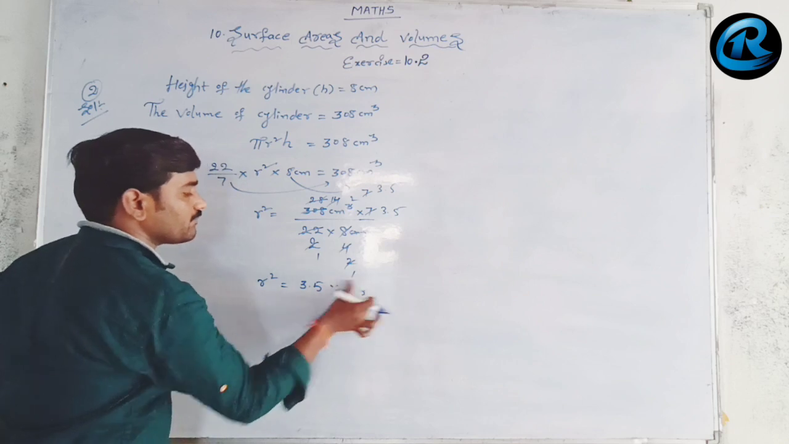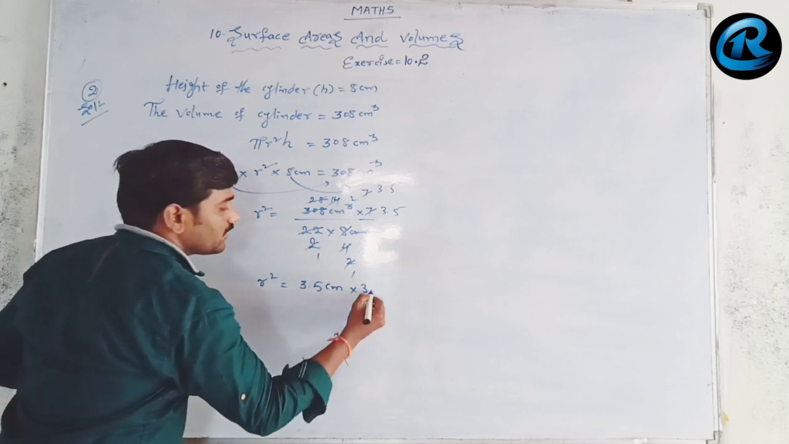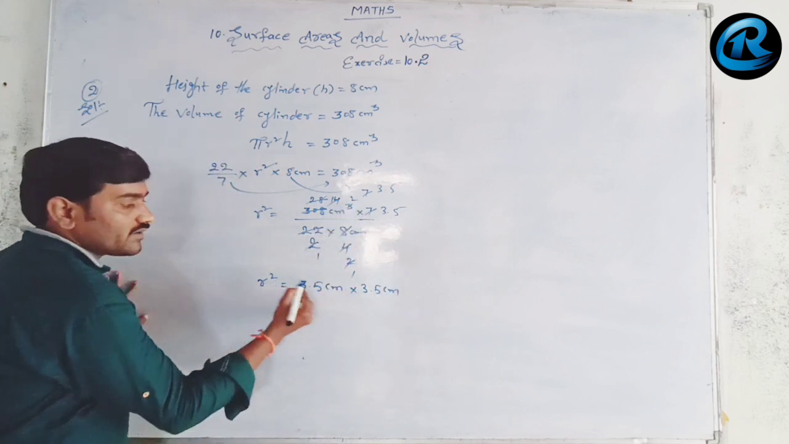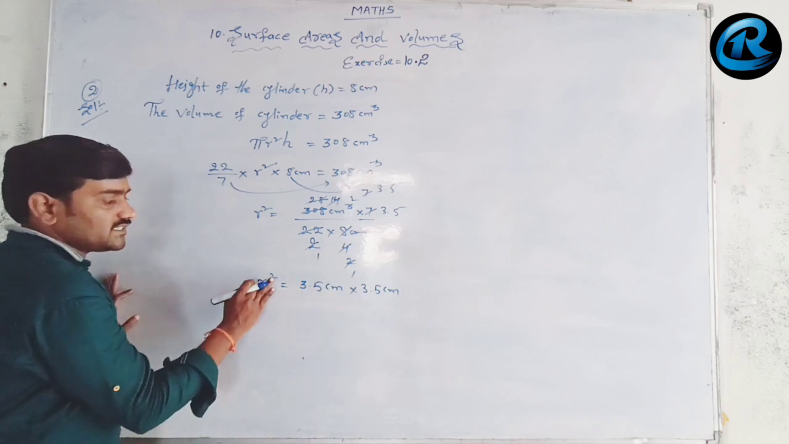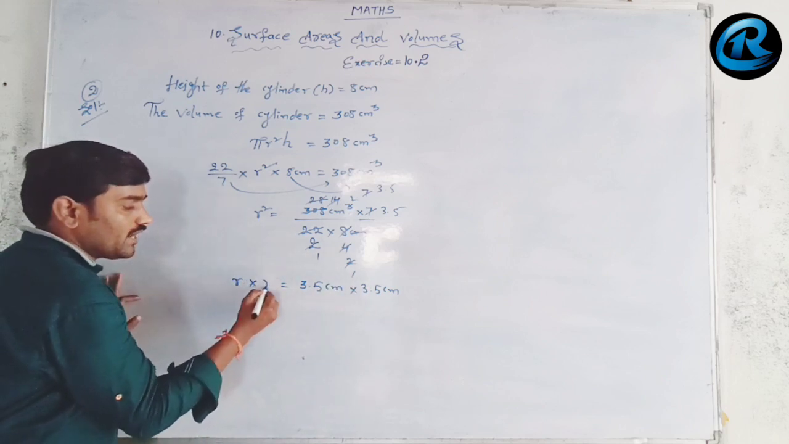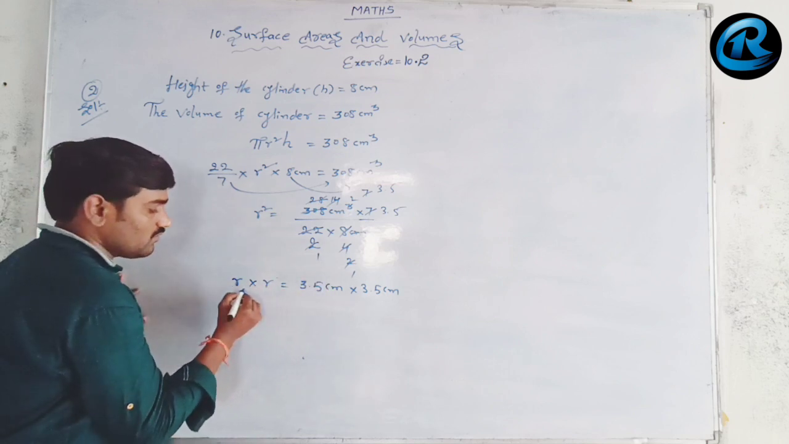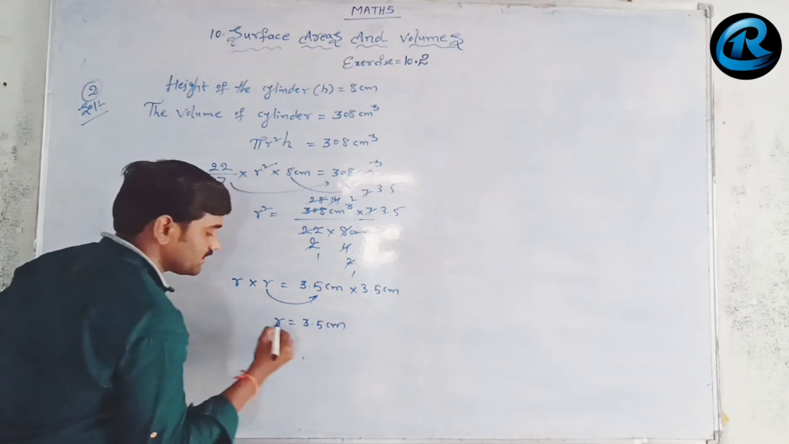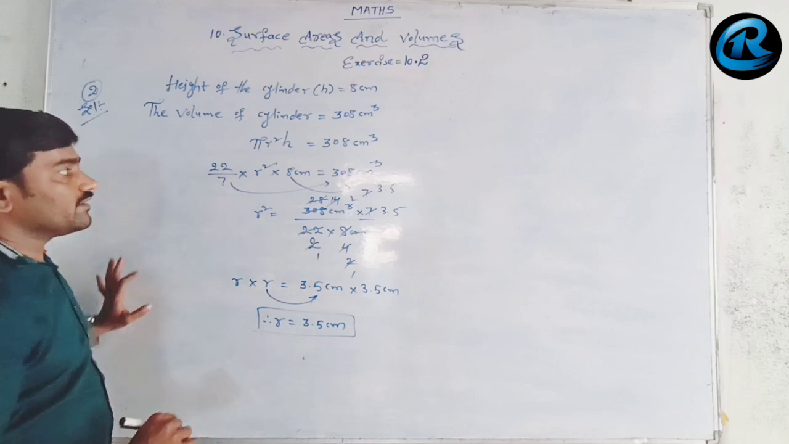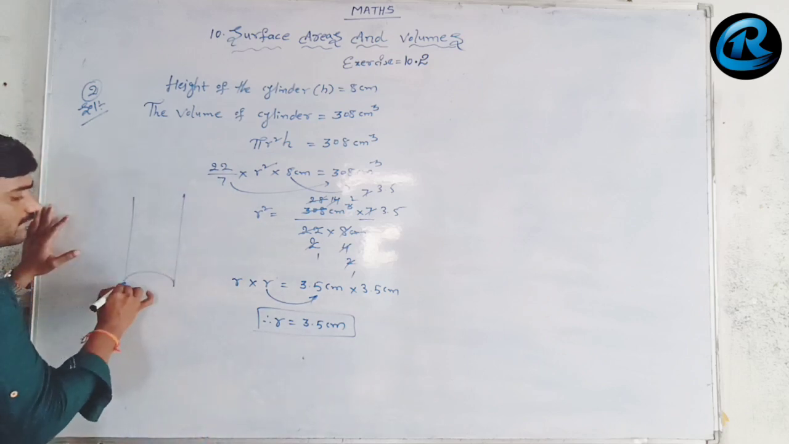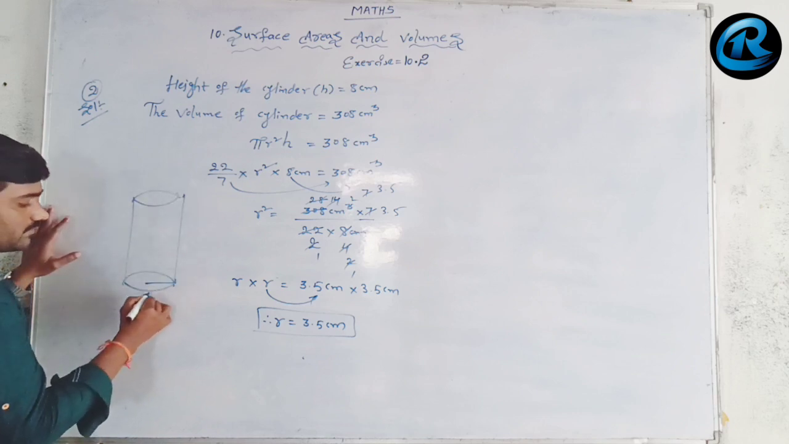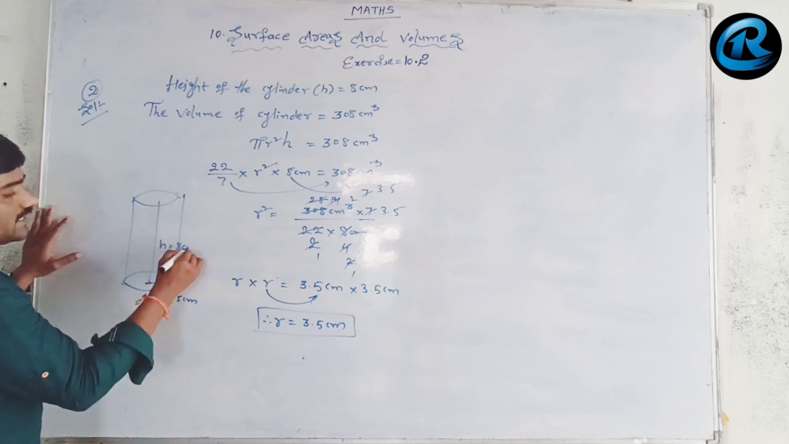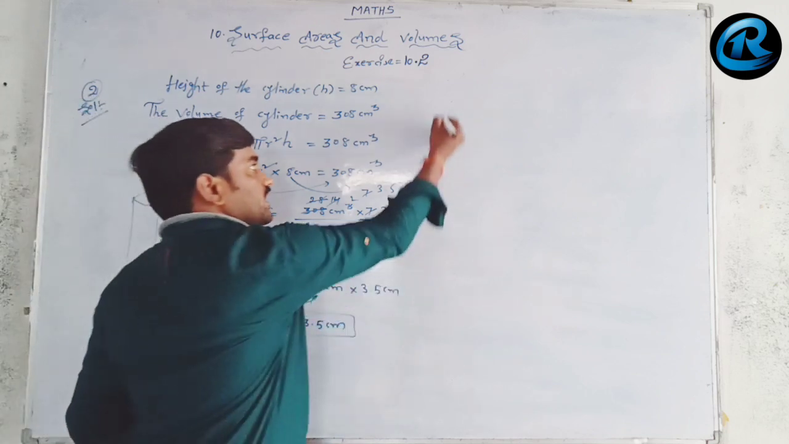3.5 centimeters into 3.5 centimeters. Here centimeter square is written, no? So r square equals 3.5 centimeter into 3.5 centimeter. Easy ga chedama. This r square, what can we write? We can write it as r into r. R into r gives us r square. So r equals 3.5 centimeters, nothing but the radius of the cylinder. The height is given, h equal to 8 centimeters. Now we need to find the lateral surface area and total surface area.